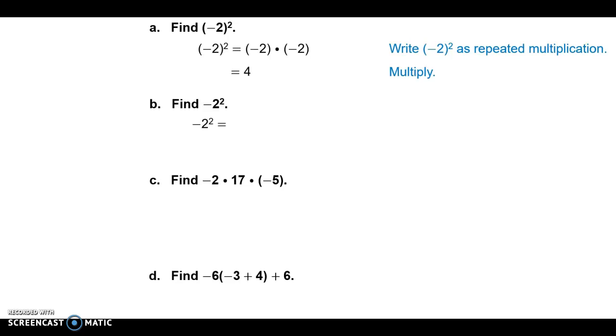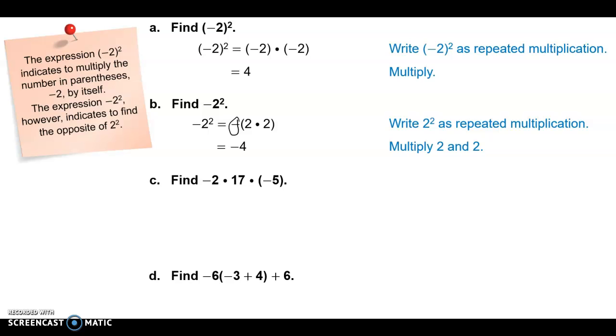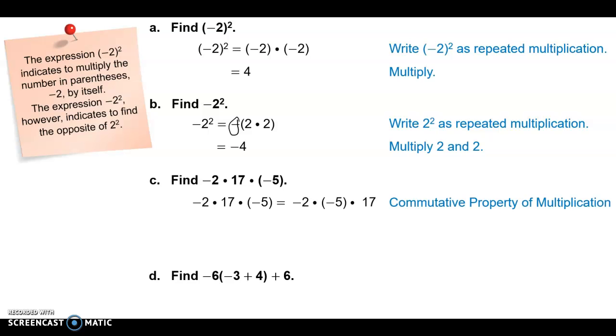B is saying the same thing, negative 2 to the power of 2. It's repeated multiplication. But this one doesn't have my parentheses, so my negative is on the outside. Therefore, when I multiply 2 times 2, it's 4, but my negative sign is out here on the outside, so it has to stay in front of my product. C, negative 2 times 17 times negative 5. I can use the commutative property of multiplication and do my negative 5 times negative 2 first, which gives me positive 10 times 17, which gives me 170.